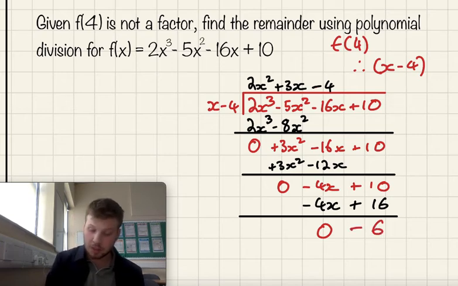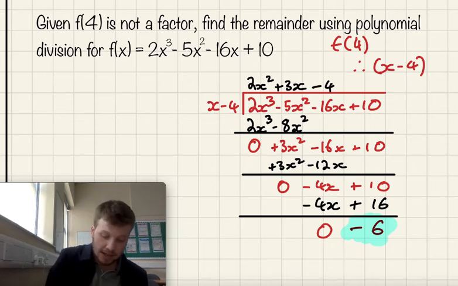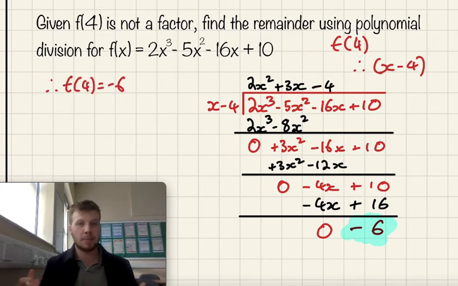So what we should notice, hopefully, is that this indeed is a remainder, and I would say that the remainder is negative 6. And we could also deduce from this that f of 4 is going to be equal to negative 6 by looking at the remainder theorem.